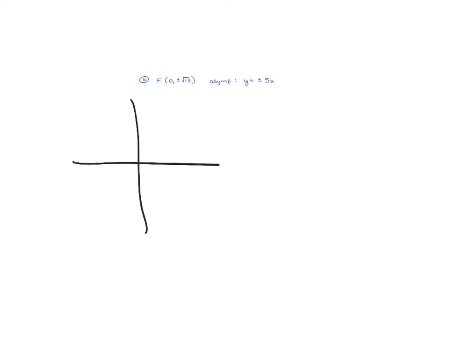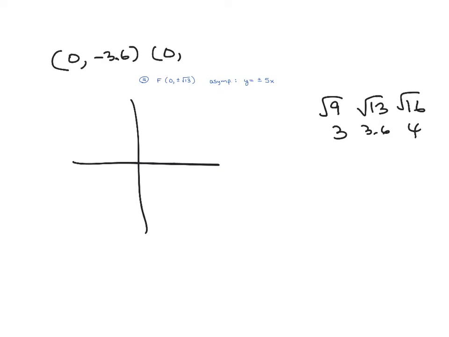I need to graph my focus point, which is the square root of 13. So the square root of 13 is in between these two perfect squares. So I'm going to say it's about 3.6. So I'm going to graph negative 3.6 and positive 3.6 for this. So it's a focus point.